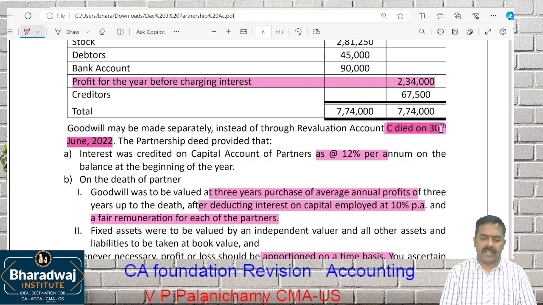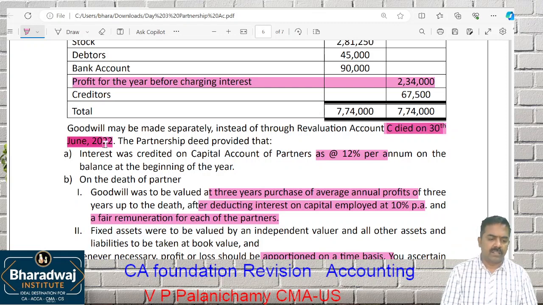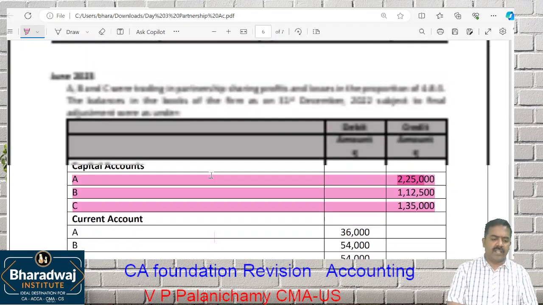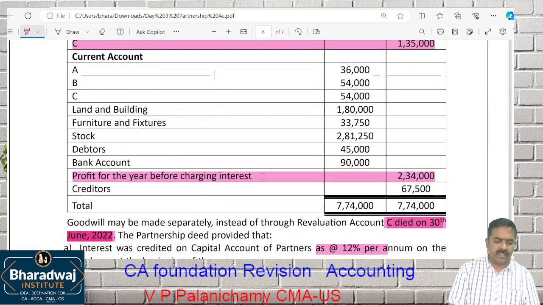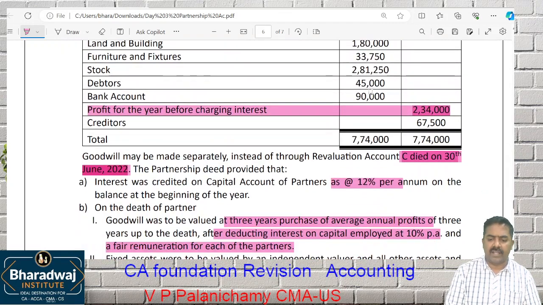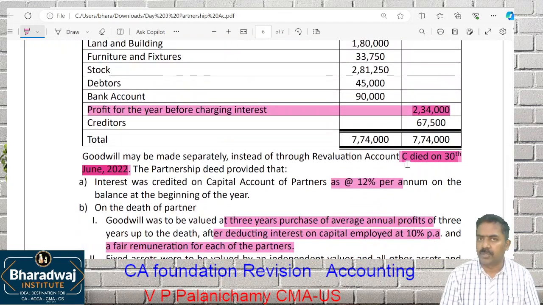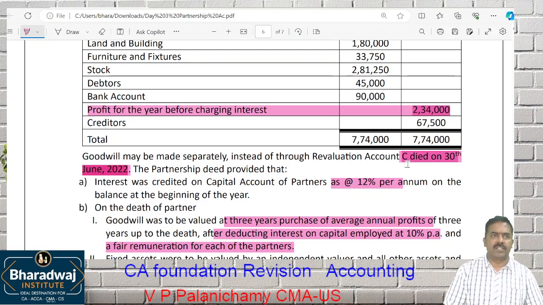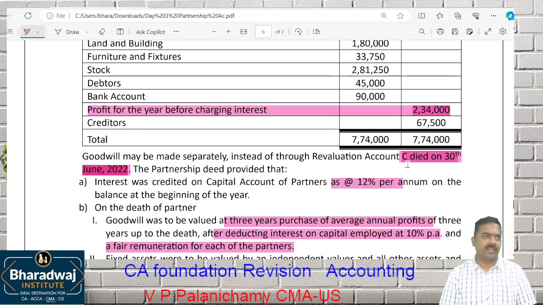C died on what date? 30th June 2022. C died on 30th June 2022. Wait. What is the profit for the year given? 2,34,000. This is given at the end of the year. The partner died on 30th June. In 6 months the partner died.